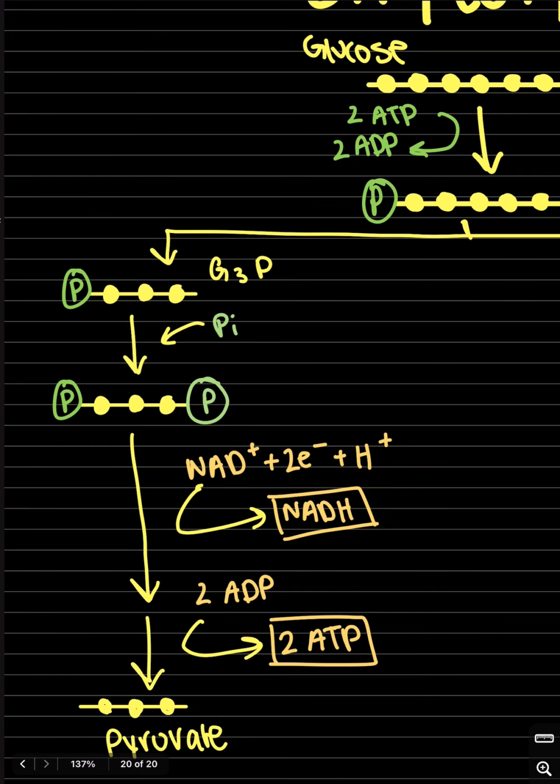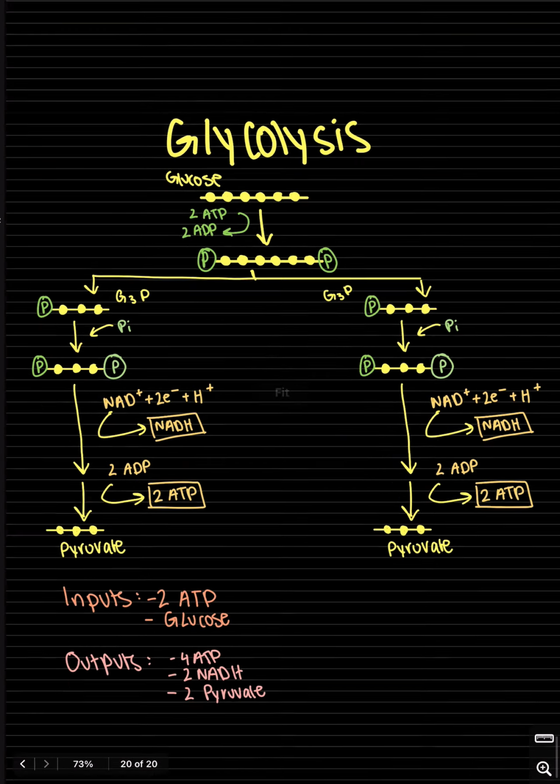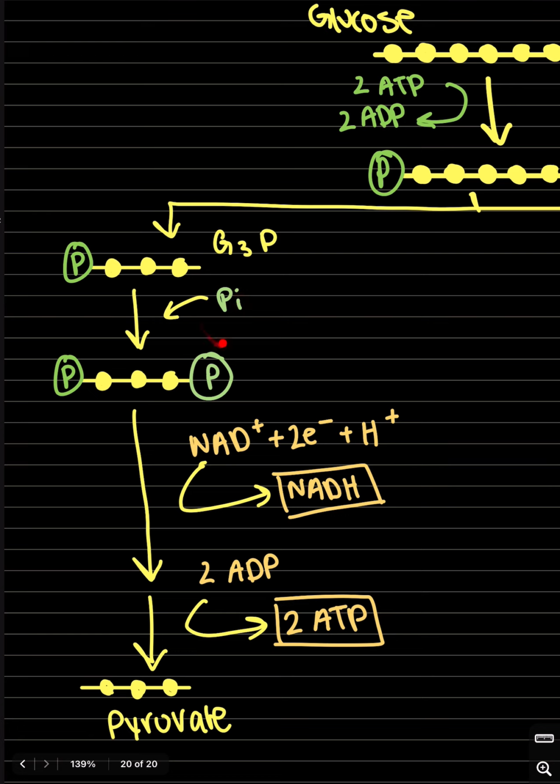So how does it work? Now that we have 2 of the same G3Ps inside the cytoplasm, our cytoplasms are not just empty space. They're made of organic compounds, hydrogen ions, and polar molecules, things like that. So we have phosphate groups found in our cytoplasm. So 1 phosphate group is going to get added onto the G3P, and then you're going to get this structure, a 3 carbon compound with 2 phosphate groups.